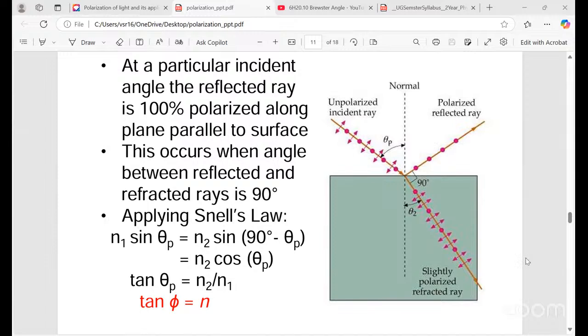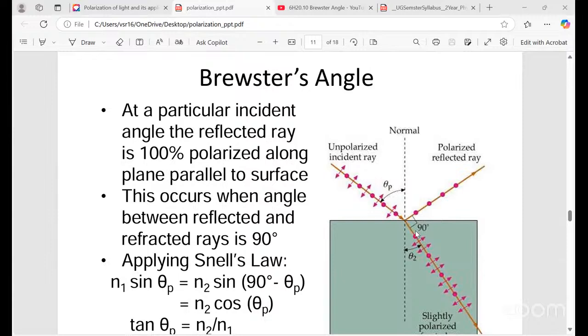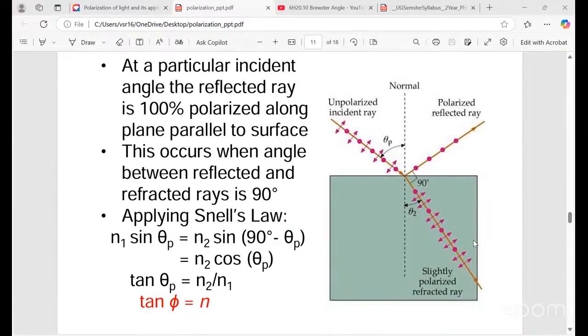So this occurs when the angle between the reflected and refracted ray is 90 degrees. So at a particular incident angle, the reflected ray is 100% polarized. Only when the angle between the reflected and refracted ray is 90 degrees can we say that the light is completely polarized.